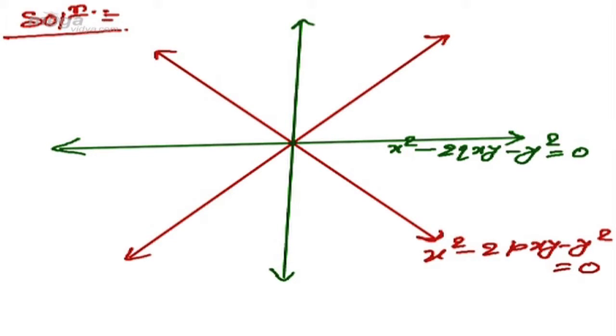Now the question says each pair bisects the angle between the other. So it means the green line is the bisector of the angle between the red lines, and the red line is the bisector of the angle between the green lines. So now we will use the equation of the angle bisector.